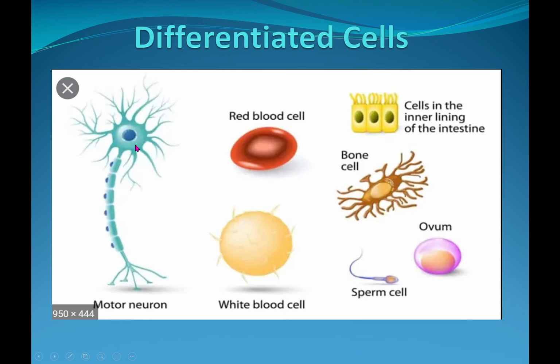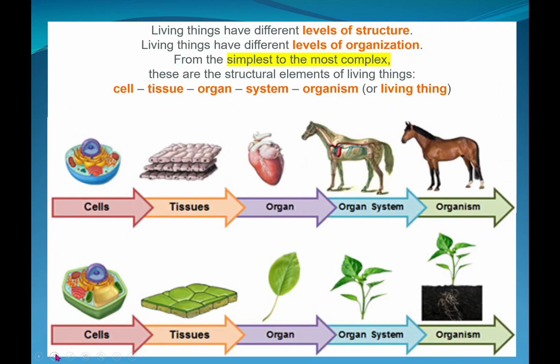Again, here's a picture of differentiated cells. And then we're going to talk about how those cells go from cells to living things. Living things have different levels of structure. So you have an animal cell and a plant cell. They're going to go along the same kind of course of growth. You have a cell that, billions of cells make tissues, and different tissues make organs, and different organs make organ systems, and different organ systems make organisms. Same is true for plants.